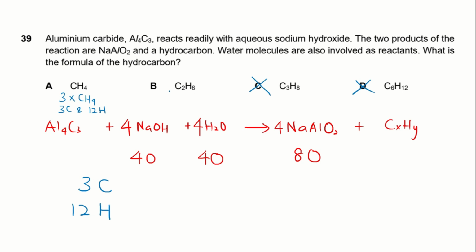Now let's look at B. B is an ethane molecule. 2 carbon is smaller than 3. If 2 ethane molecules are produced, we will get a total of 4 carbon and 12 hydrogen. The number of carbon will now be larger than 3, so B cannot be the answer. So the answer to this question is A. Hydrocarbon that is formed is a methane.